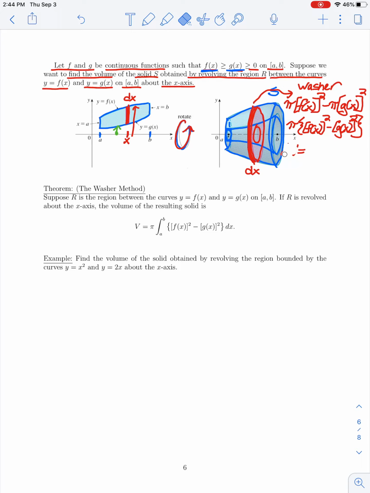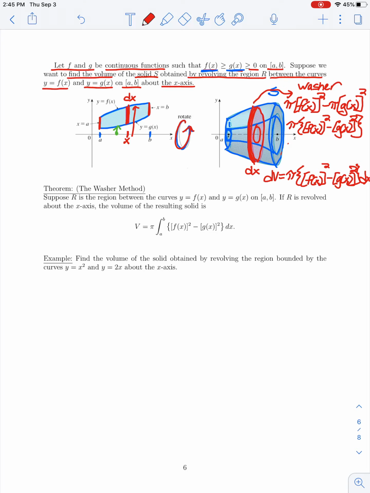Let me maybe move this down so I've got a little more room to write this out. So the differential of volume would be the area that we just found, pi, times the difference in f of x squared minus g of x squared, times the thickness of our slice, which is what we were calling dx. So then to find the total volume of our solid, I want to add up the volume of all of these little washer-shaped slices from the value x equals a, the left edge of my solid, up to x equals b, the right edge of my solid.